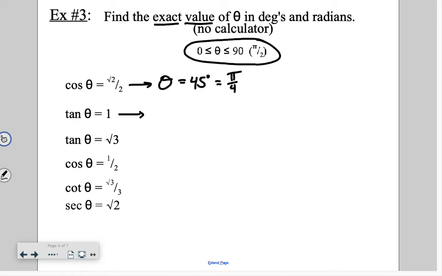How about the next one? Where in the first quadrant on the unit circle does the tangent equal 1? 45 degrees again. The tangent, remember, is sine over cosine. If the tangent's going to equal 1, that's where the sine and cosine have to be the same, which is 45 degrees. Or once again, pi over 4 radians. That's all that this problem says. Tangent of which angle is 1?